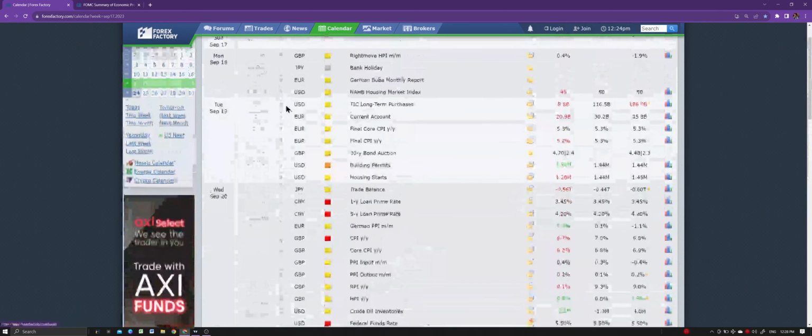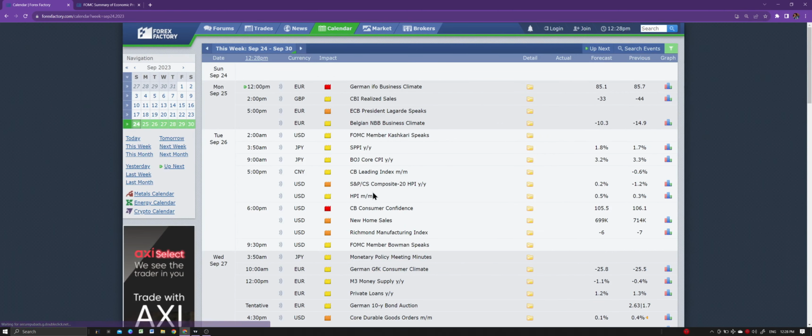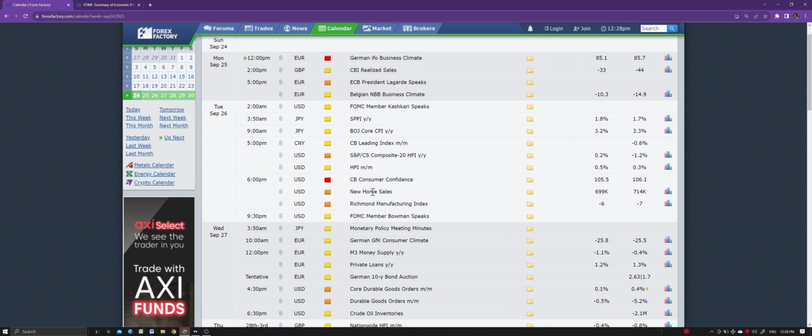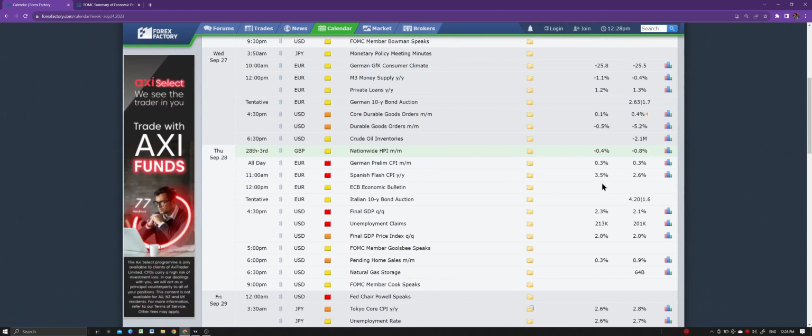So let's look at the coming week, right? The current week. On the current week we have some important news announcements. On Tuesday we have consumer confidence, right? Consumer confidence is expected to go down, which is not a bad thing. If the rate hikes are working, the consumer confidence has to go down. So important statistic to keep an eye on.